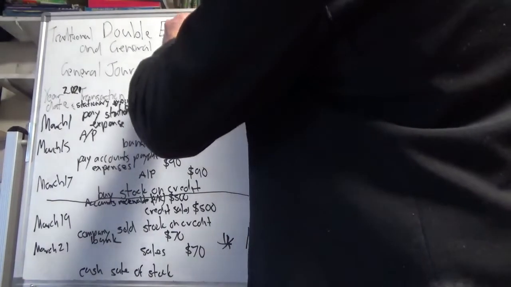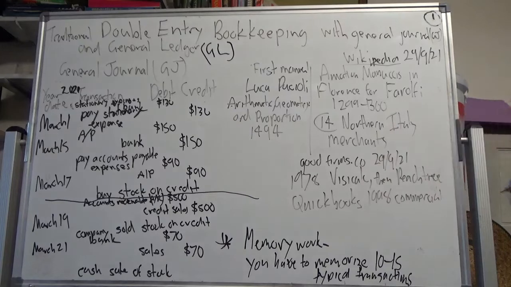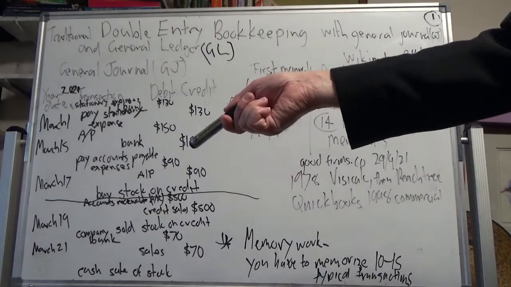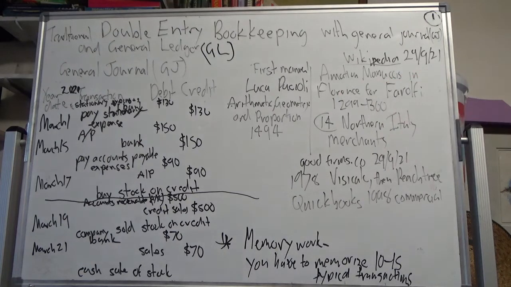So double entry bookkeeping used to be done in books, with one book for the General Journal and another book for the General Ledger, and it was all kept manually and written in manually without the use of computers and accounting software, which came later.